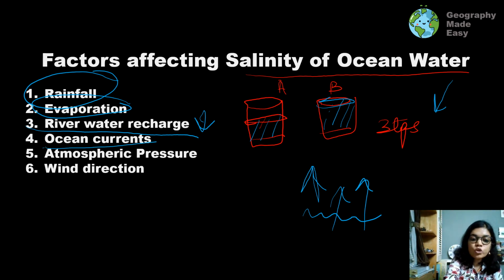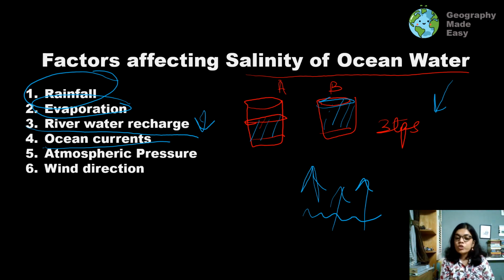Next is the ocean currents. There are ocean currents which can carry away or bring in saline water into a particular place. So they can affect the salinity in a particular area.